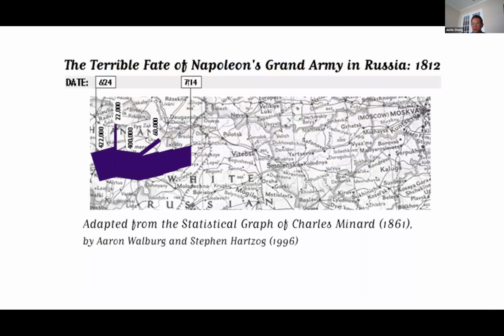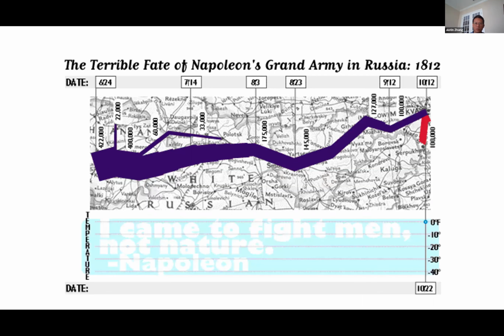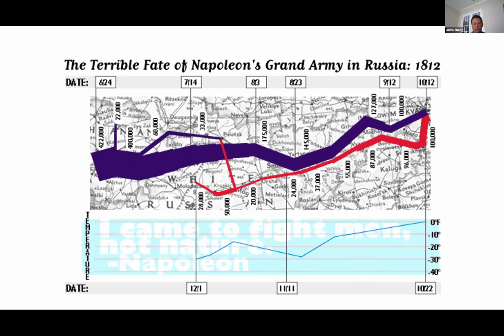So this version was created in SAS, showing an animation of the march of Napoleon's invasion. It shows the timeline, the dates, and the temperature. So the use of two colors indicates the invasion and the retreat.